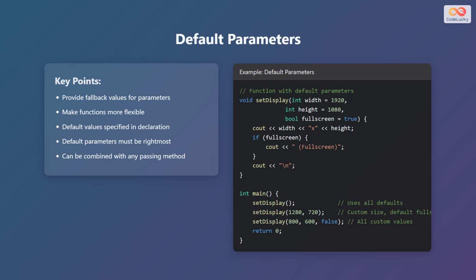Calling the function with no arguments uses all the default values. Calling the function with just the width and height uses those custom values, and the default value for fullscreen. Finally, calling the function with all 3 arguments uses all custom values.